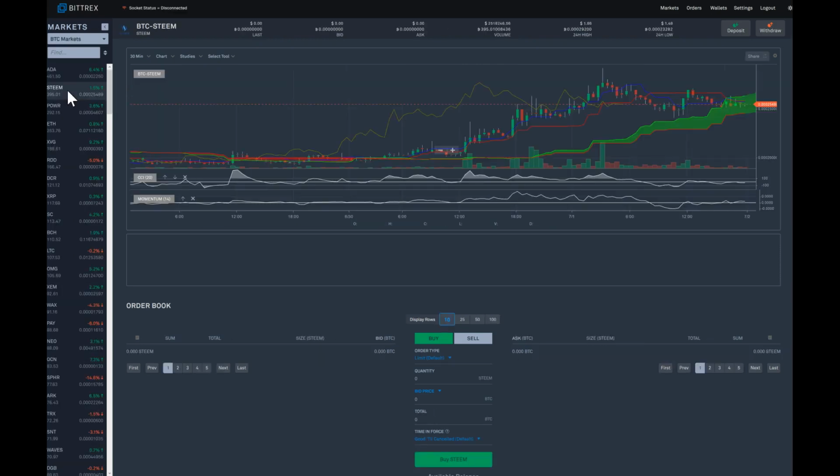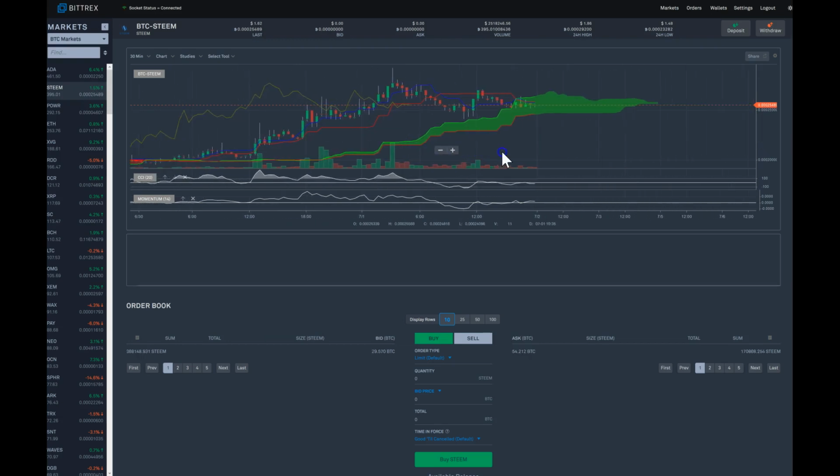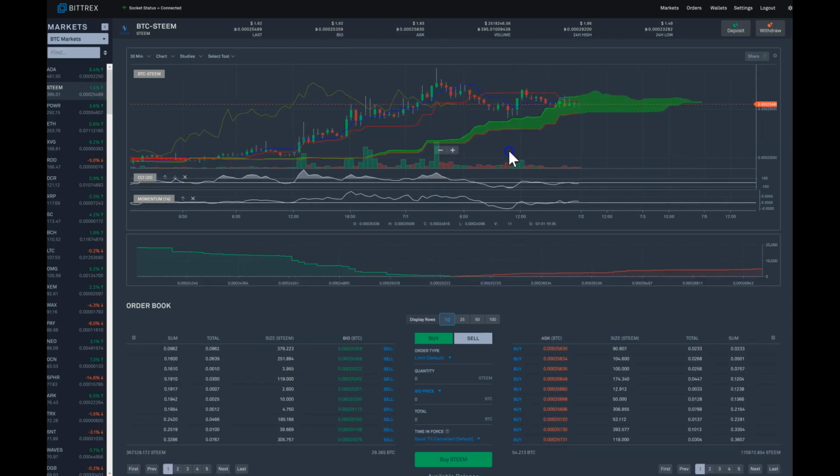Take a look at Steam real quick. Steam is another one. See, here's what I was talking about. ADA's not doing this yet, but Steam is. What happened? Steam was in an uptrend. As you can see, it was huge. Once you see this massive growth here, all of a sudden you see the conversion line cross over the baseline. Then there was a sell-off, and now it crossed over here.